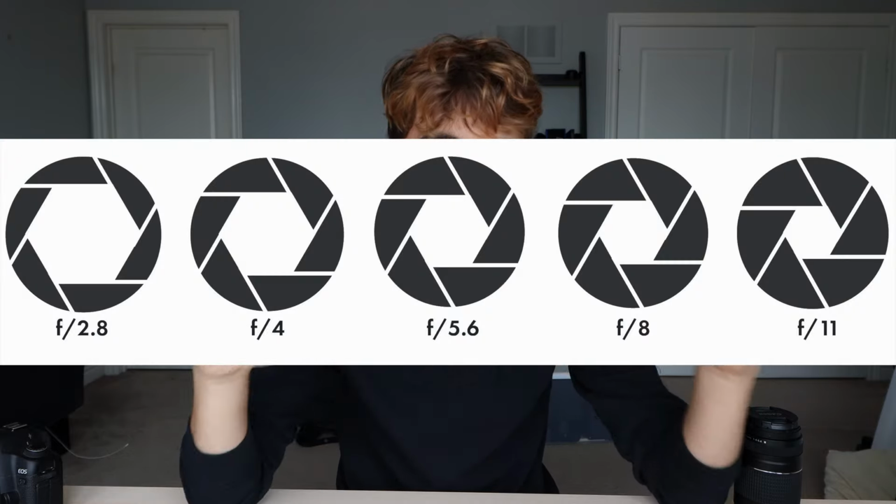And then with aperture, of course, widening the aperture as wide as possible is going to allow the most amount of light to hit the sensor, and having your aperture as low as possible means you don't have to raise your ISO as high as possible.